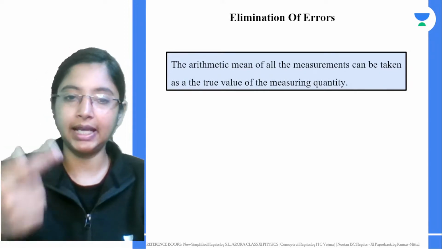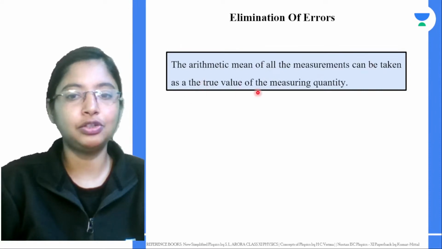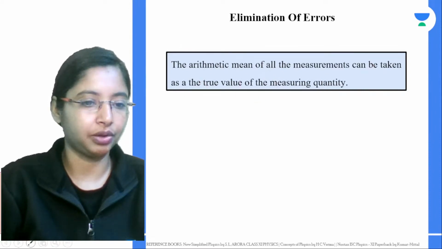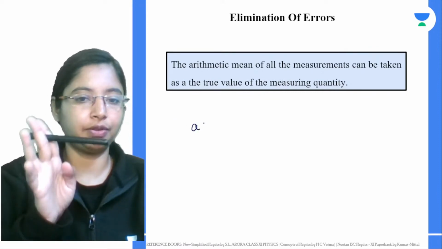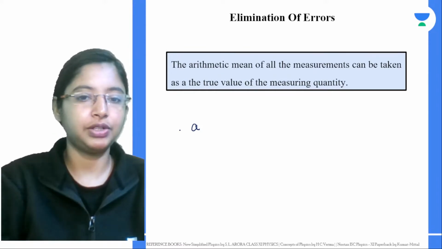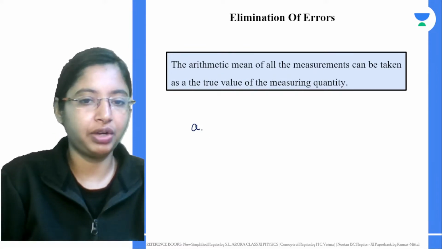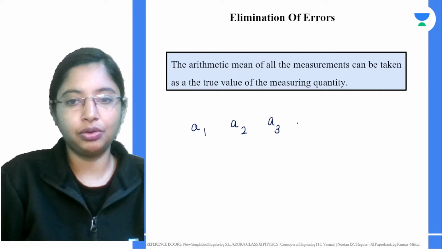And then taking the arithmetic mean. The arithmetic mean of all the measurements can be taken as the true value of the measured quantity. So let's say you're doing an experiment and finding the length of a pen, or you want to find the diameter. First you measure using a screw gauge. The first reading you take will be A1, then the second reading will be A2, the third A3, and so on. You measure for n number of terms, so you can take it as An.